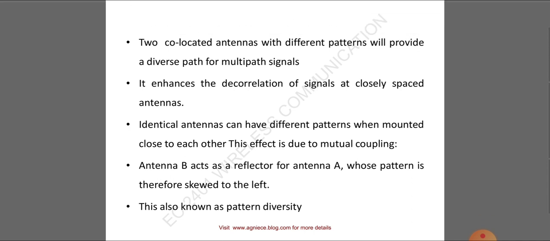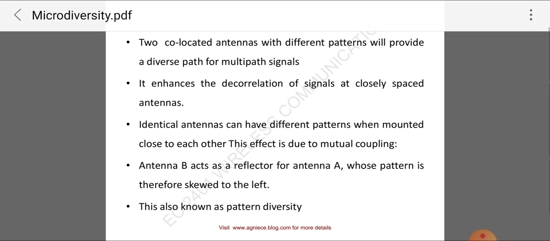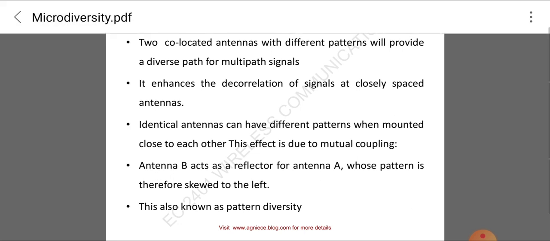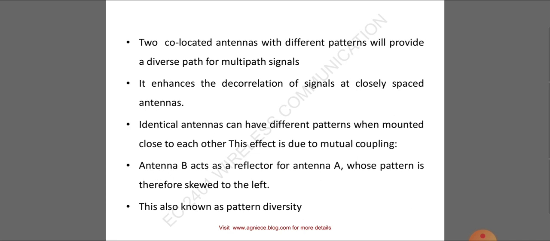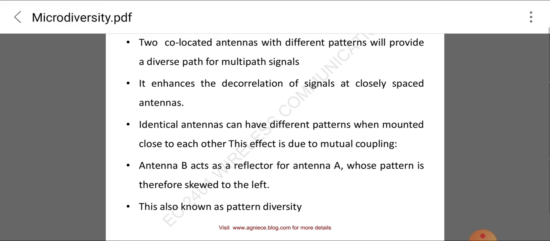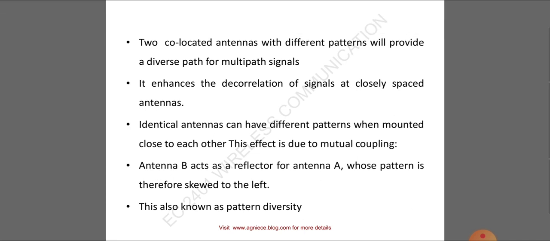Out of these two antennas, one antenna will act as a reflector for the other antenna, where for the other antenna the pattern is skewed to the left. This is also known as pattern diversity.